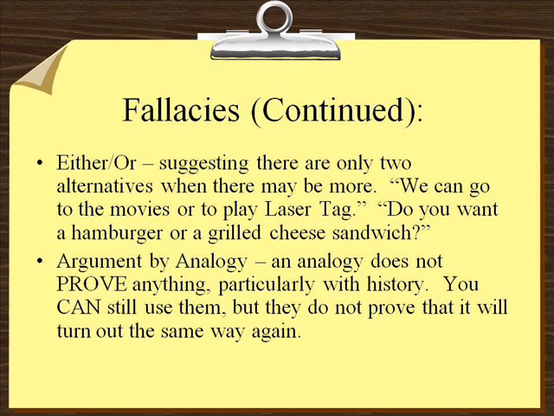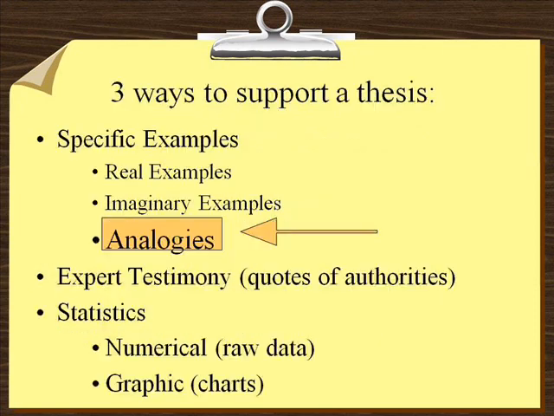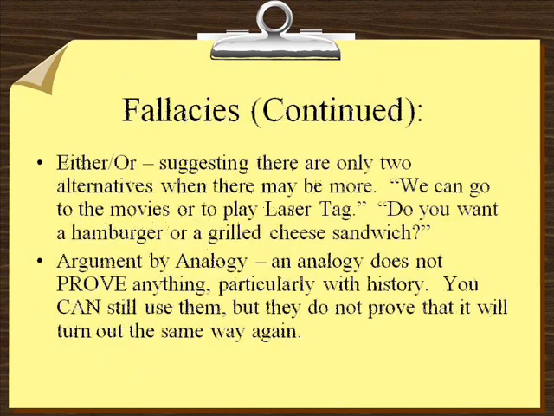The final fallacy is argument by analogy. We learned way back in Chapter 3 that analogies can be used to support a thesis. The problem comes in when you rely solely on them to prove your point, particularly when you're dealing with history and with people. Very rarely do two episodes turn out the exact same way. There are always some differences among people and events, and drawing finite conclusions based on those is not a surefire way to prove anything. Feel free to use analogies to clarify points, but do not use them as your only method of proving your position.